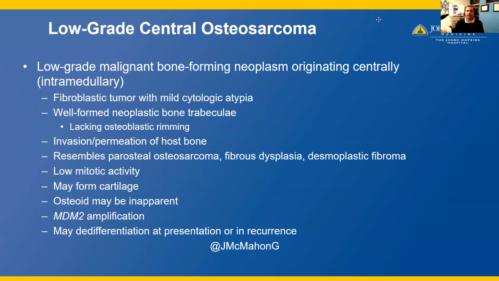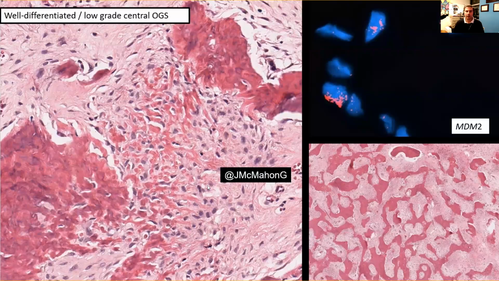The mitotic rate of low-grade central osteosarcoma is quite low. There may be cartilage formation or chondro-osseous differentiation. Osteoid may be inapparent and quite rare. This is a tumor that has MDM2 amplification. Low-grade central osteosarcoma may dedifferentiate at presentation or in a recurrence, so something to be on the lookout for. And when there is dedifferentiation, that's when chemotherapy can be used.